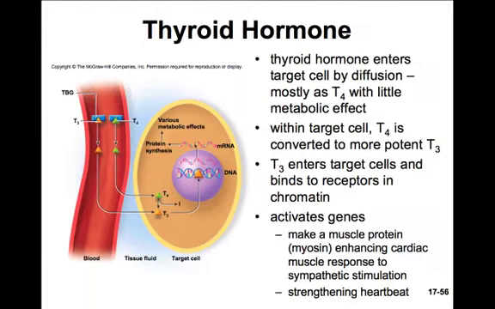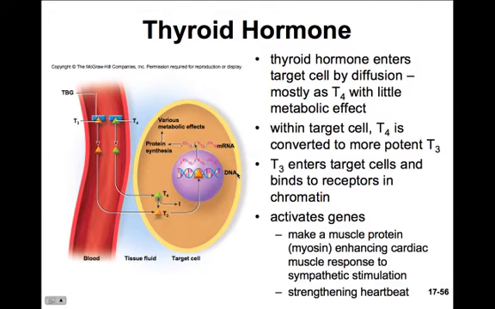So let's take a closer look at thyroid hormone. It enters the target cell by diffusion, mostly as T4. It's released from its binding globulins in the blood and moves out of the capillaries through the cell membranes and into the nucleus. Within the target cell, T4 is converted into the more potent form, T3. And it's primarily T3 that will bind to the receptors on the DNA.